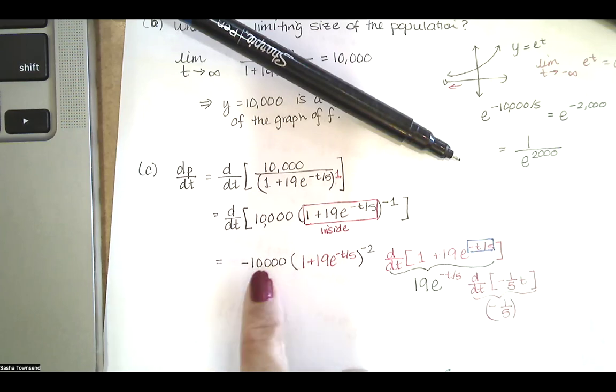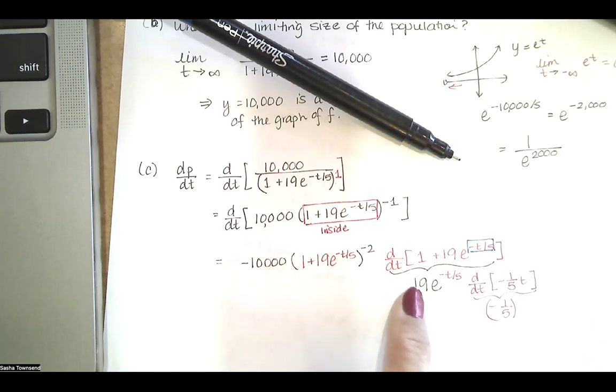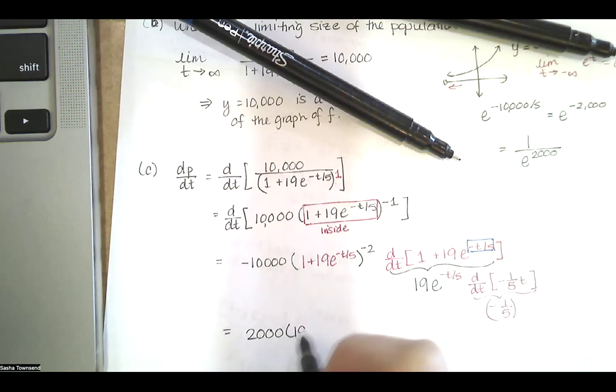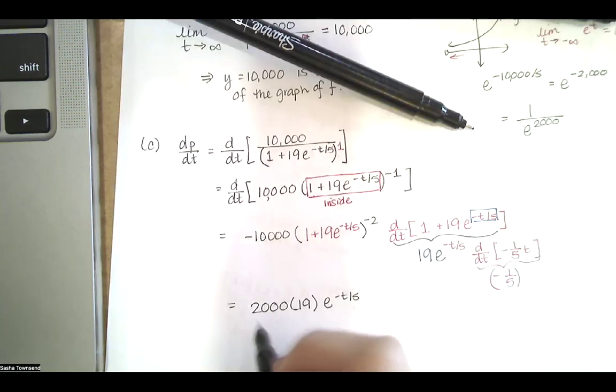So dp/dt is this -10,000 times this exponential form, raised to the -2. So we can put that in the denominator and make that a +2. Times this 19 times that -1/5. If you want to, you can say -1/5 of this is positive 2,000, right? So we'll have 2,000 times 19 there. And then we've got the exponential. We'll leave that alone. And this can be written in the denominator if we change that exponent from negative to positive.